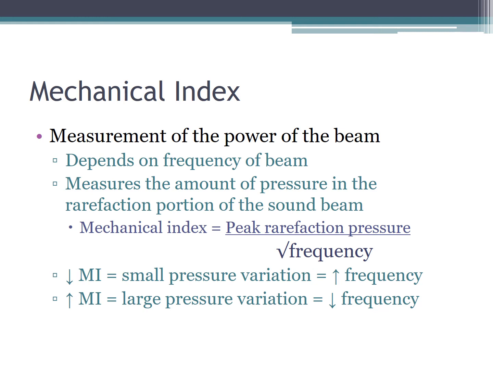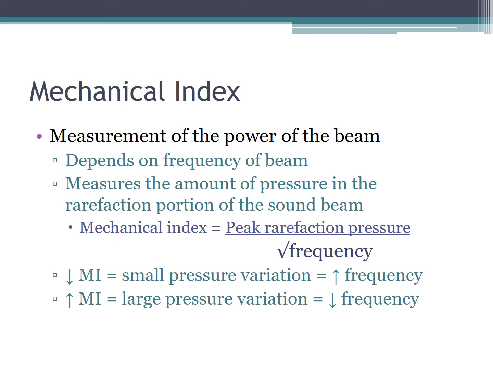It is going to depend on the frequency of the beam, and what it does is measure the amount of pressure in the rarefaction portion of the sound beam. So where the pressure is the lowest, the mechanical index is being measured. The formula for mechanical index is the peak rarefaction pressure divided by the square root of the frequency. No, you will not be doing any math with this, just know this is how we figure out mechanical index.